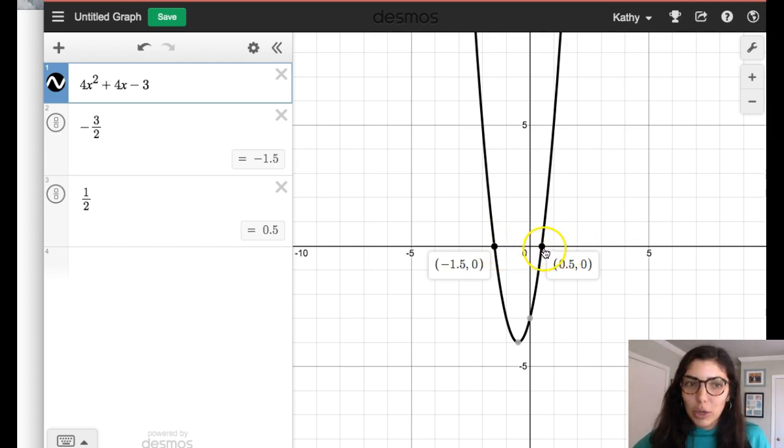So this is how you check your work. If these don't match up, what you got is an answer choice. If the negative 1.5 and 0.5 are not what you got when you factored it, you did not do it correctly. So there's always a way to check your work.